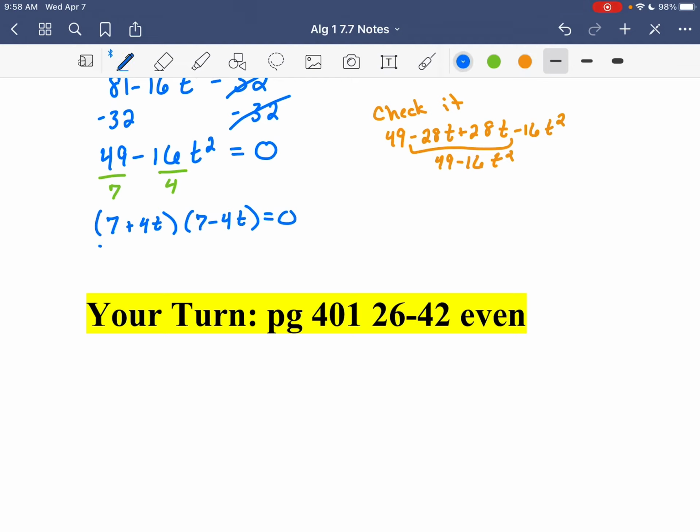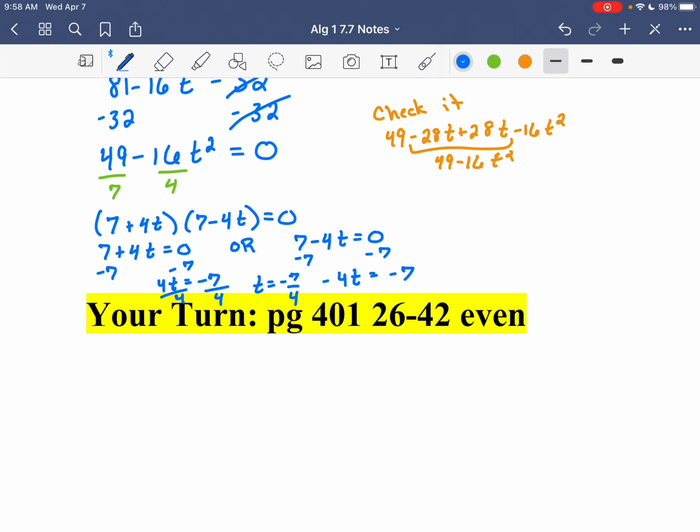So now I need to set each factor equal to 0. 7 plus 4t equals 0, or 7 minus 4t equals 0. I'll subtract this 7 from both sides. 4t equals negative 7. Divide by my 4. T equals negative 7 over 4. Over here, I'm going to subtract this 7 from both sides, negative 4t. Divide by the negative 4, equals positive 7/4. So it looks like my two solutions are negative 7/4 and positive 7/4.